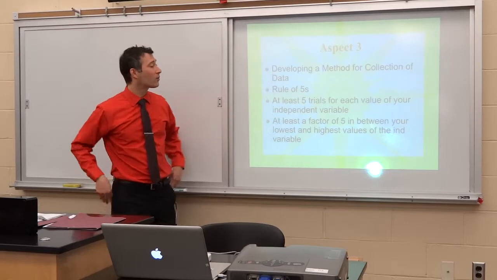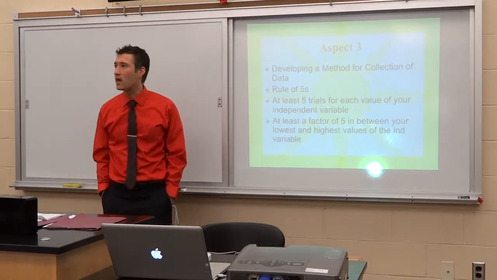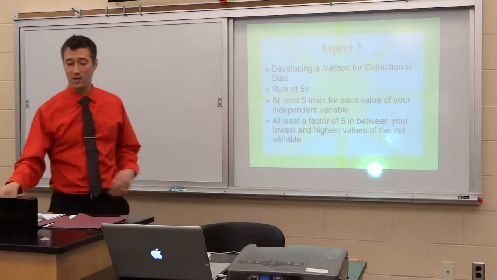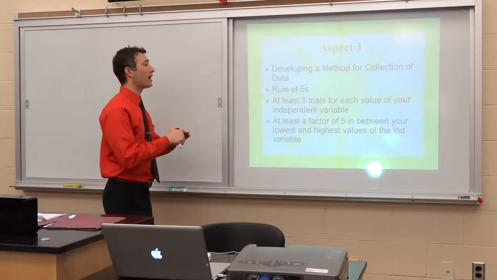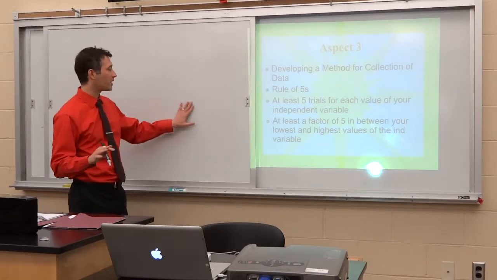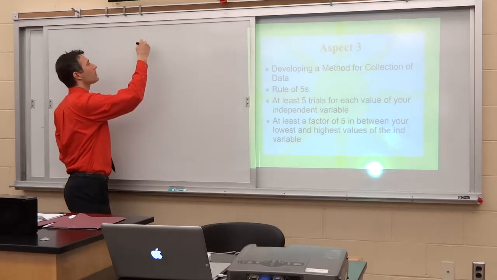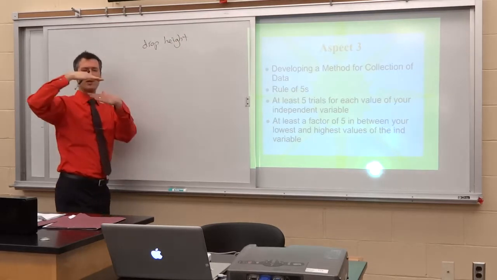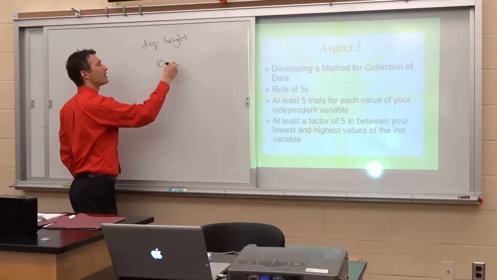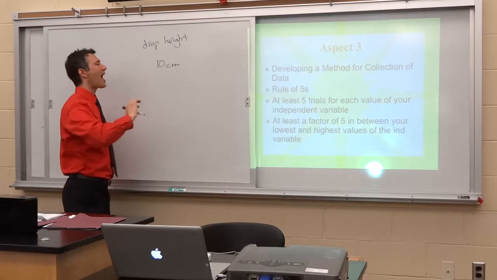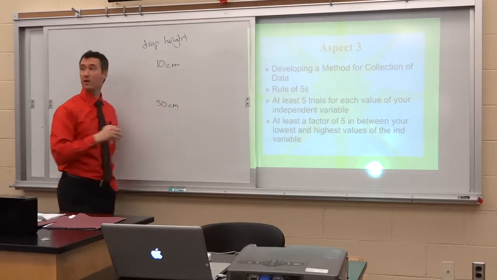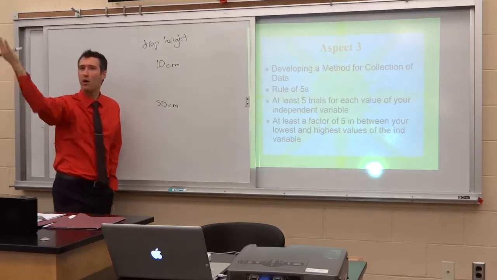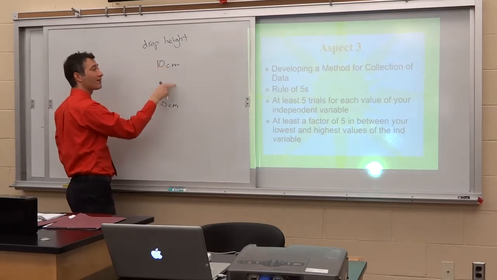And then the other part of the rule of 5s is I want at least a range of 5 between my smallest value of the independent variable and my largest value of the independent variable. So for these drop heights, if that's really the investigation that I'm designing, maybe I do want to do 10 centimeters, which is pretty low, as my smallest value of my independent variable. I have to at least go up to 50 centimeters for my largest height. I would go higher than that. I'd go as high as I could reach. I'd go 2 meters, right? But I have to at least have a range of 5 in between those.